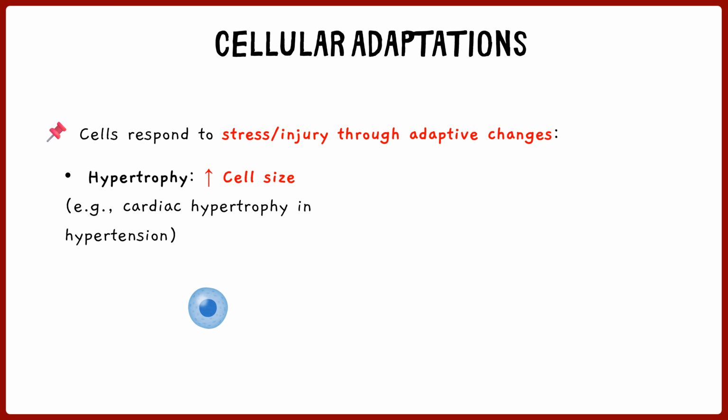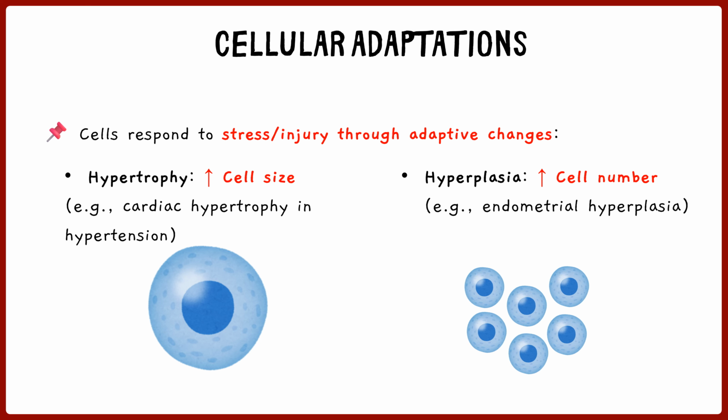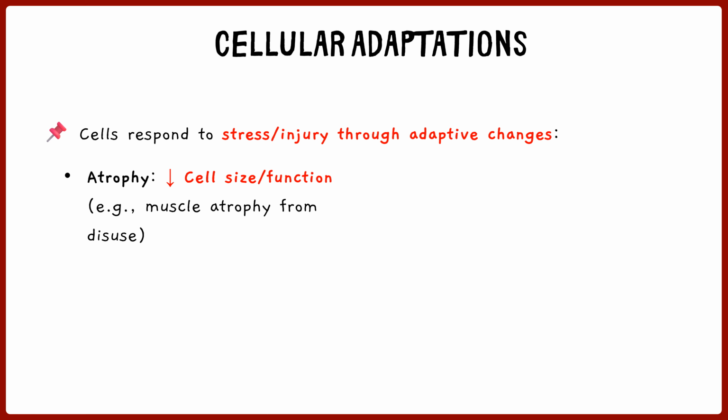Hypertrophy, which is an increase in cell size. And this is very important because a lot of people confuse hypertrophy and hyperplasia. Hypertrophy is an increase in cell size only. So if you assume that this is the normal size of a cell, this is an increase in the size. An example of this is cardiac hypertrophy in patients who have hypertension. Next, we have hyperplasia, which is an increase in cell number. For example, like endometrial hyperplasia. As you can see here, there's multiple different cells. The cell size is the same, but there's an increase in the number, and that is the difference between hyperplasia and hypertrophy.